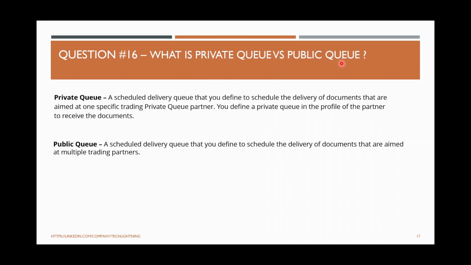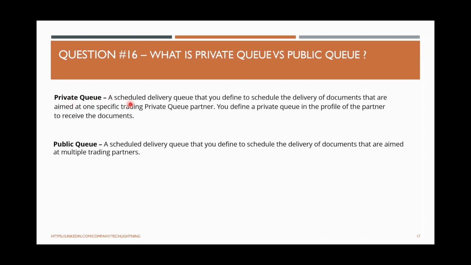What is private queue versus public queue in trading networks? For example, when you want to deliver to your partner, you want to put it in a queue and then deliver it later. So what will happen? There is something called a private queue, which is specific to your partner.